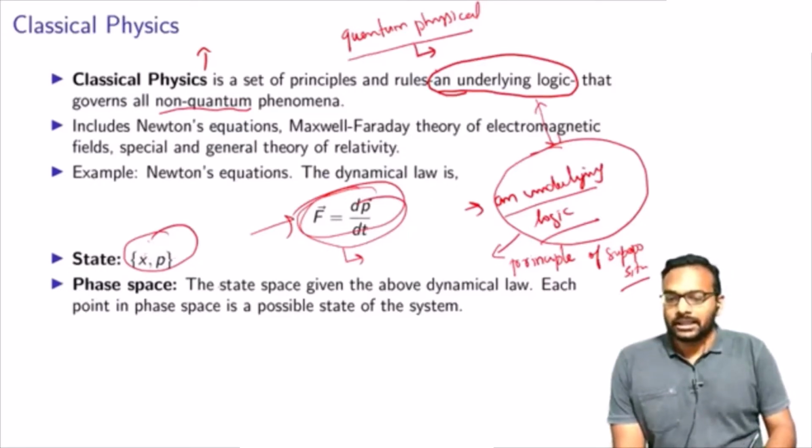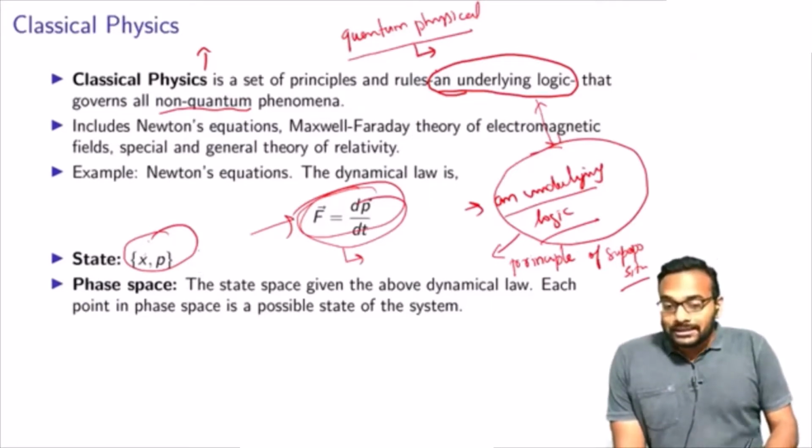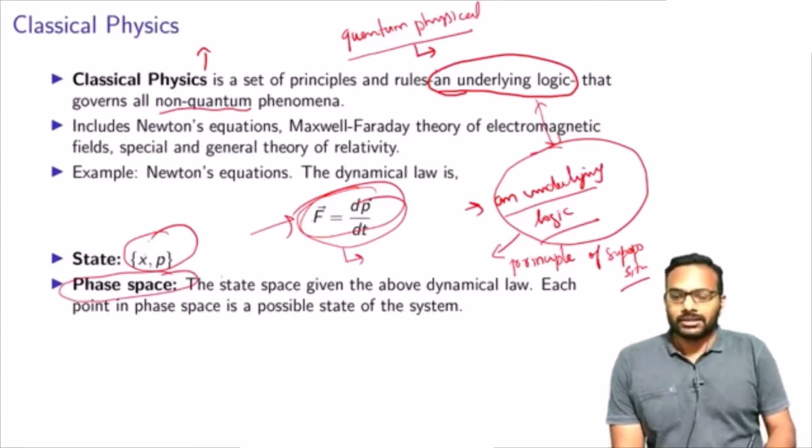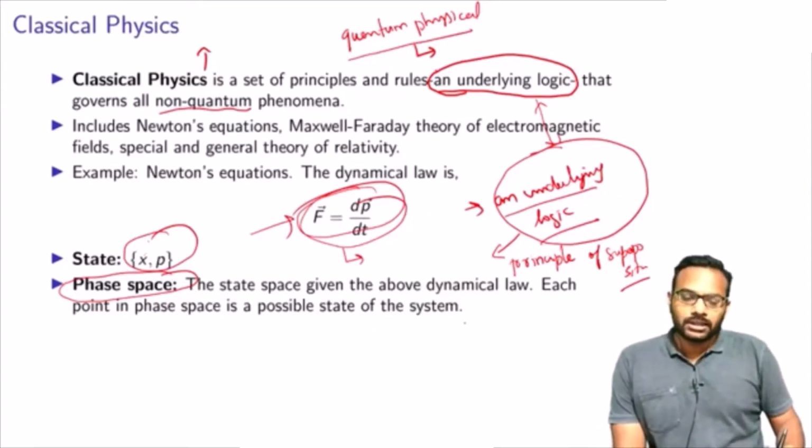So that's the state. Now, here the state space is known as the phase space. The state space of classical physics, or the Newtonian equation, is known as the phase space. What was state space? State space was the set of all possible states of the system, and by state you mean position and momentum. So if you take the set of all positions and momenta, it's known as the phase space. You might be familiar with this term, phase space.